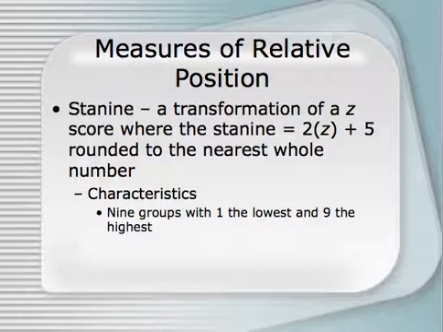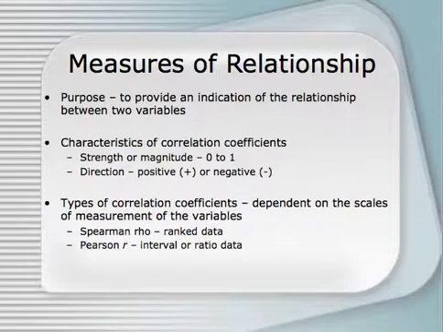We have talked about relationships in terms of correlation coefficients when we talked about correlational research. The purpose is to provide an indication of the relationship between two variables. The characteristics of a correlation coefficient are the strength, or the magnitude, of the relationship, which ranges from 0 to 1, and the direction, whether it's a positive relationship or a negative relationship. There are two types of correlation coefficients that are used. Spearman's rho, which is used for rank data.